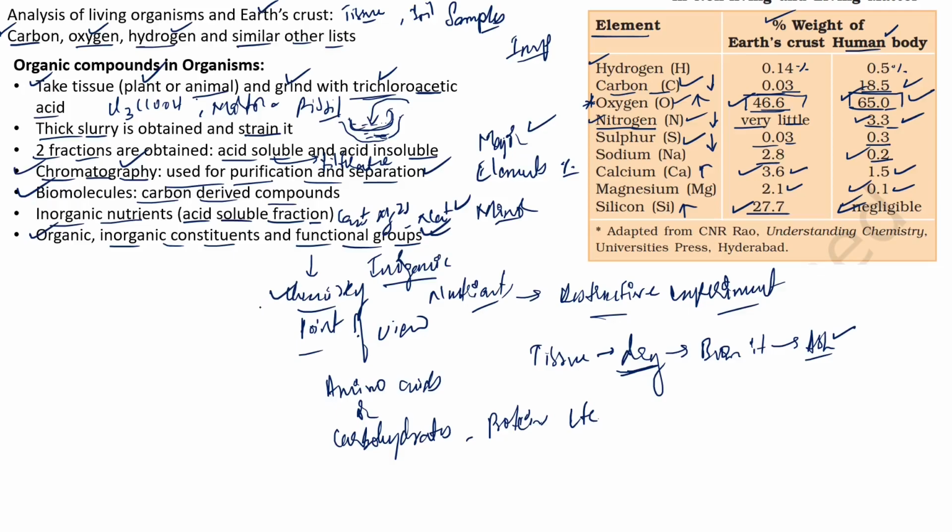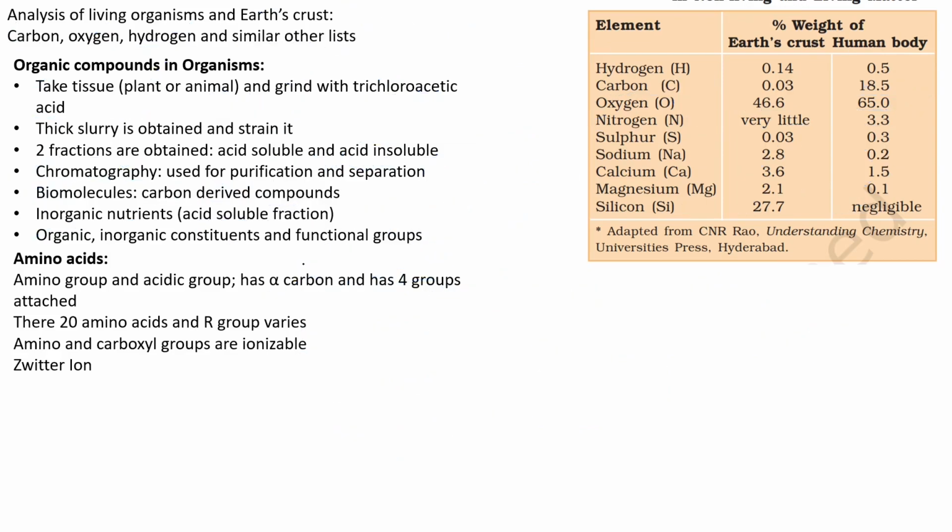Right, so we have made the concept quite clear over here. So now let us look into the first molecule, that is the amino acids. Now, amino acids are the building blocks of the proteins. If you look into any type of protein, ultimately they are made up of the amino acids, right?